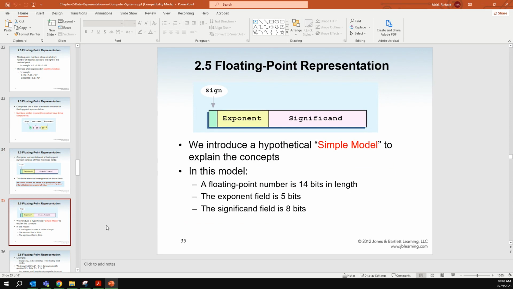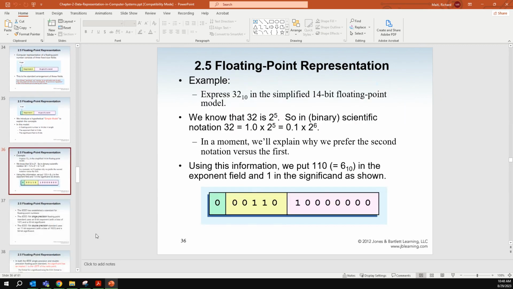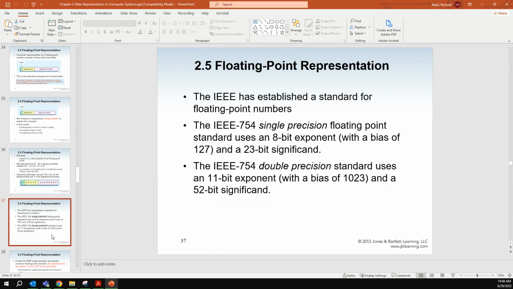So this is the simple model. The floating point number is 14 bits in length. The sign is 1 bit, the exponent is 5 bits, and the significand field is 8 bits. So it's in order 1, 5, and 8. Some examples of how it's represented, you can take a look at those.